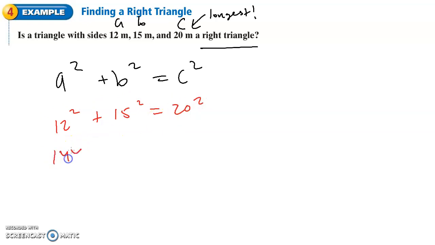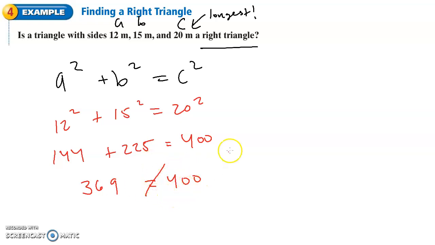12 times 12 is 144. 15 times 15 is 225. 20 times 20 is 400. So if this is true, 144 plus 225 has to equal 400. I get 369 is equal to 400. And is that true? No, that is not true. And because this is not true, this cannot be a right triangle.